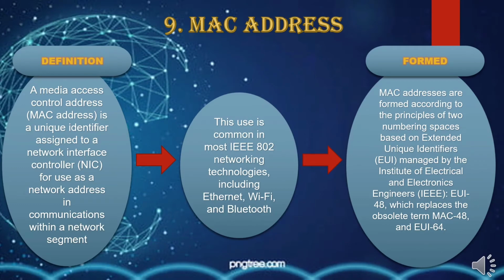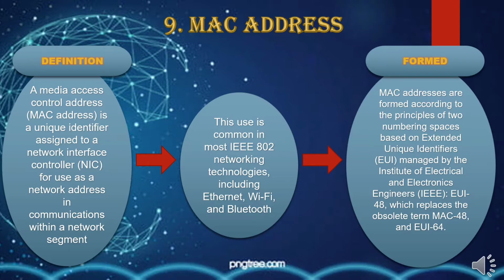In the next slide, I will talk about MAC address. Firstly, let's see what is MAC address. A media access control address, known as MAC address, is a unique identifier assigned to a network interface controller (NIC) for use as a network address in communication within a network segment. This use is common in most IEEE 802 networking technologies including Ethernet, Wi-Fi, and Bluetooth.